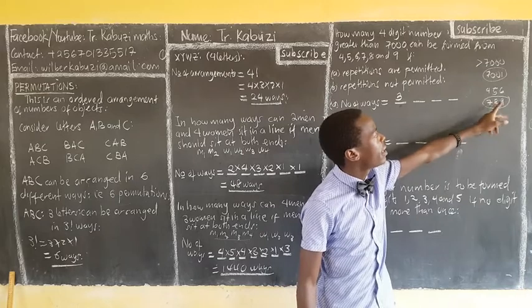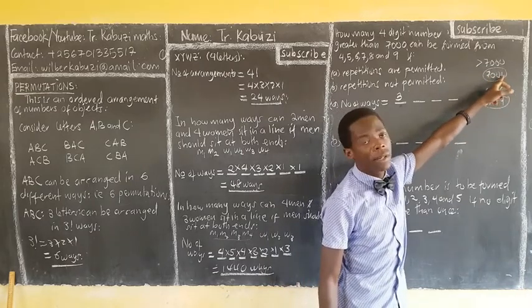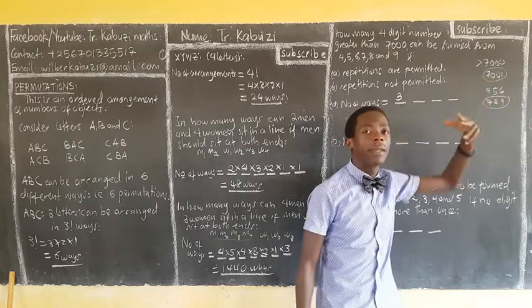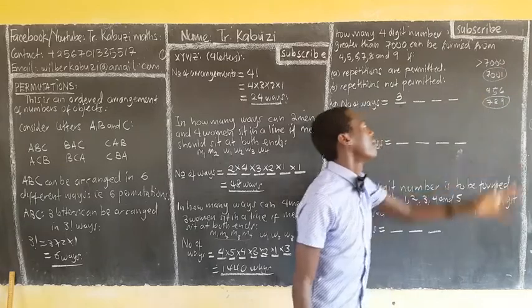Why am I taking 7? Because I can miss having 7,001, 7,004, 7,000. So even the 7 can give me that value, because if I add another digit here, it will be greater than 7,000.